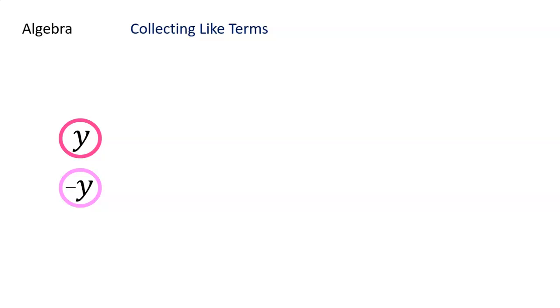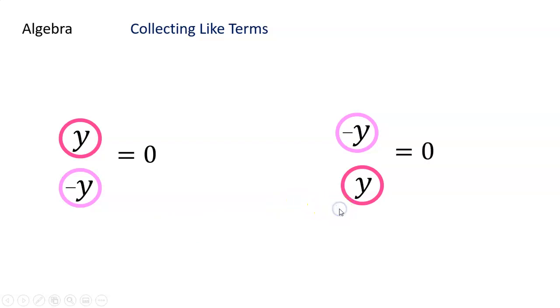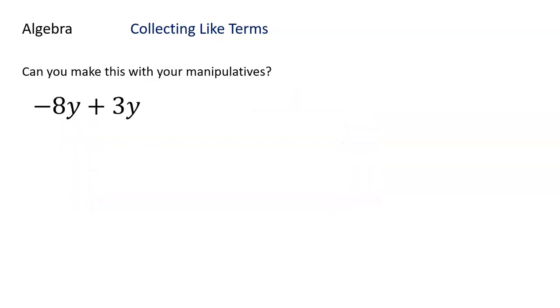If we have a different variable, we can still have the idea of a zero pair. Here we have a positive y and a negative y, which sum to make 0. And the other way round, negative y add positive y sums to make 0. So these are also both zero pairs. Could you pause the video and try drawing out counters to help you answer this question?